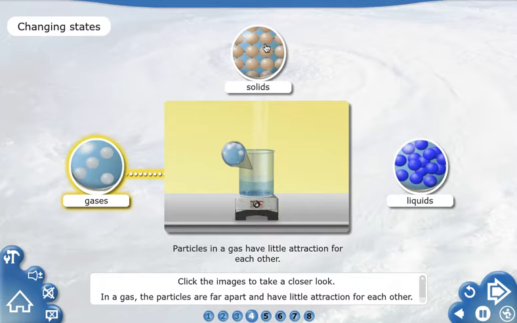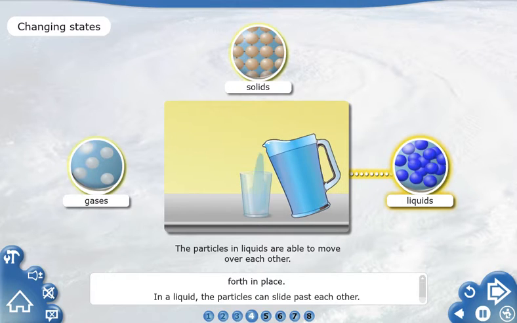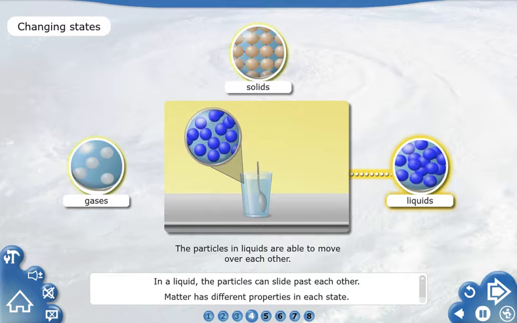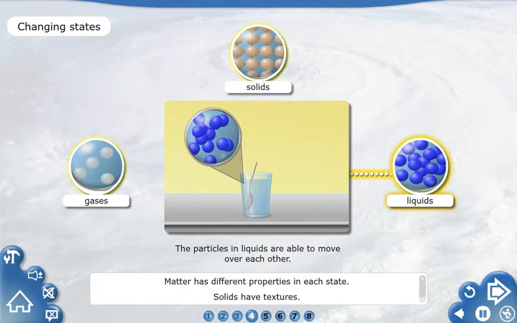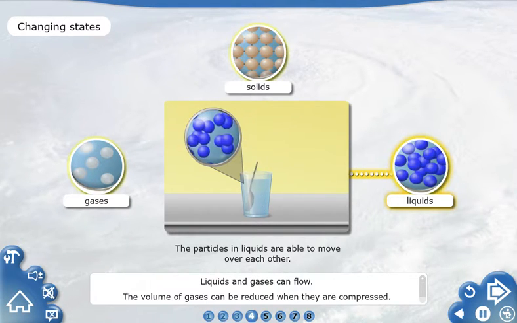In a gas, the particles are far apart and have little attraction for each other. In a solid, the particles are locked together, but they can still move back and forth in place. In a liquid, the particles can slide past each other. Matter has different properties in each state. Solids have textures. Liquids and gases can flow. The volume of gases can be reduced when they are compressed.